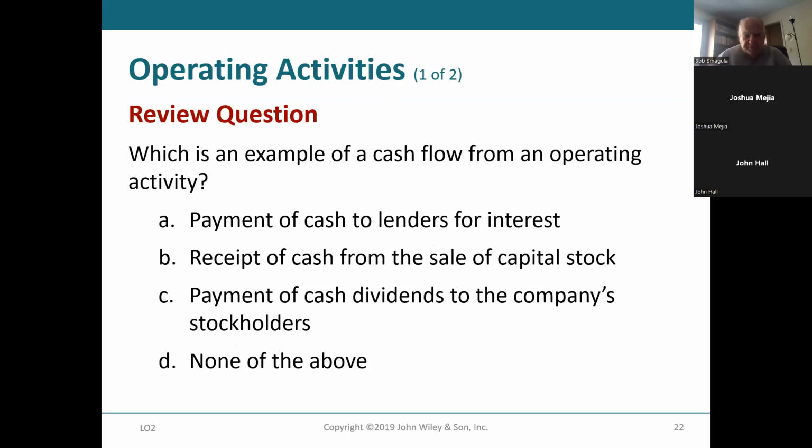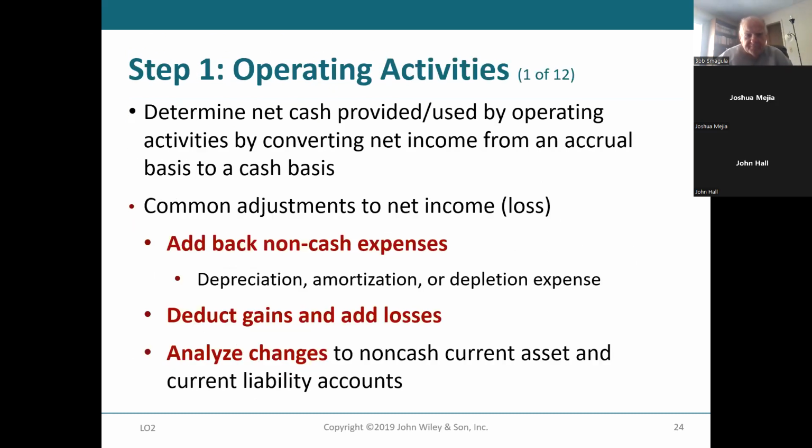Well, I'm looking at this. Let's see. Ta-da. Payment of cash to lenders for interest. Okay. Operating activities. Determine net cash provided or used by operating activities by converting net income from accrual to a cash basis. How do we do it?